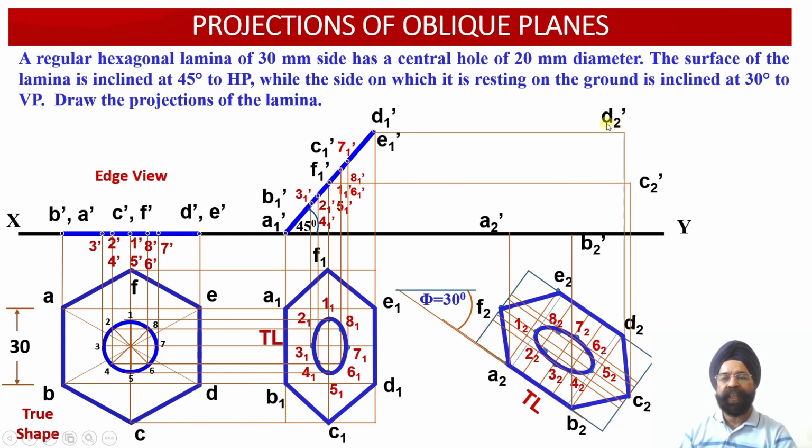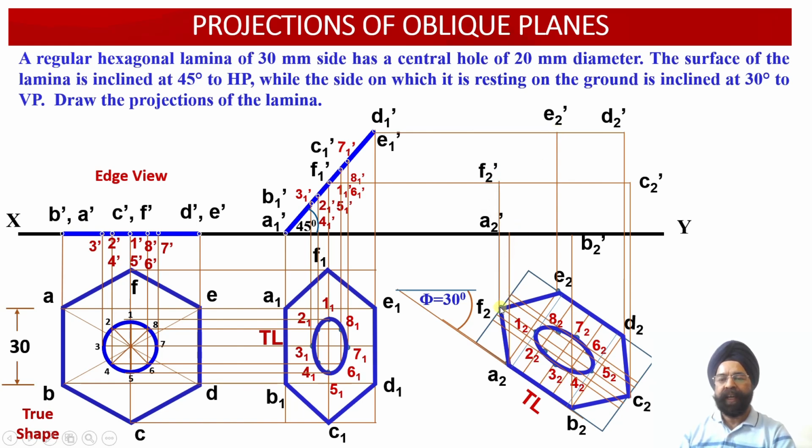So D2 dash is the result of the intersection of the vertical projector line drawn through the point D2 of the plan and the horizontal projector line drawn through the point D1 dash of the elevation. Similarly, from E2 we have drawn a vertical projector line, and from E1 dash we have drawn a horizontal projector line. Wherever these two projection lines intersect, we have obtained the point E2 dash over here.